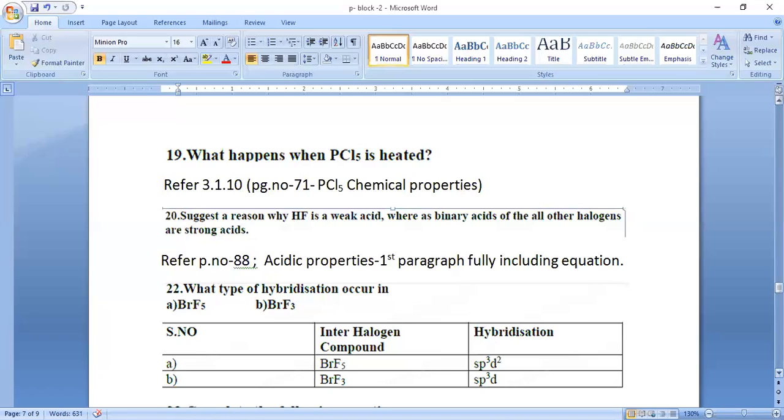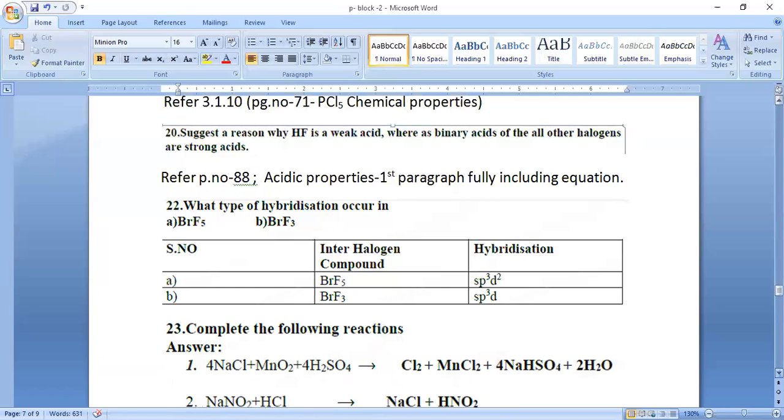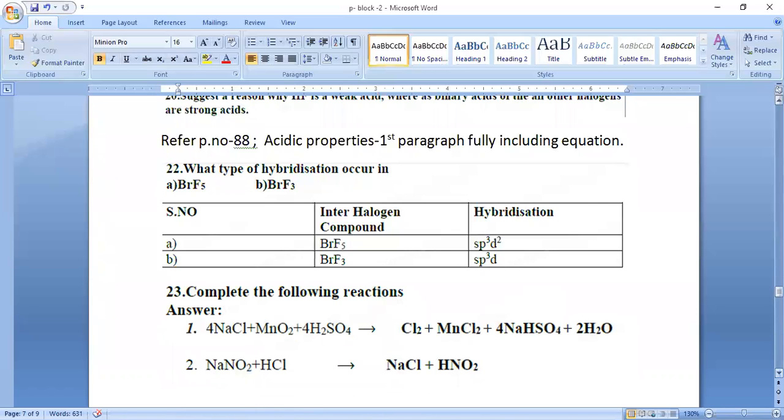Next, question number 22. What type of hybridization occurs in BrF5? In BrF5, the hybridization is sp3d2. And in BrF3, the hybridization is sp3d.